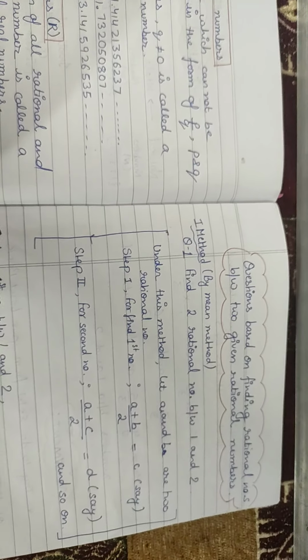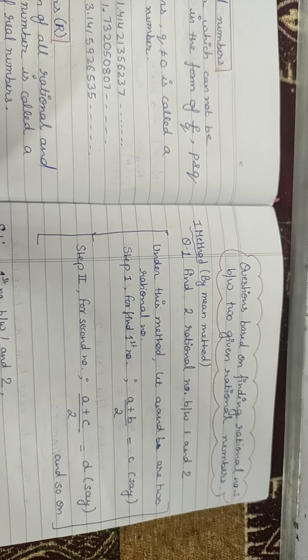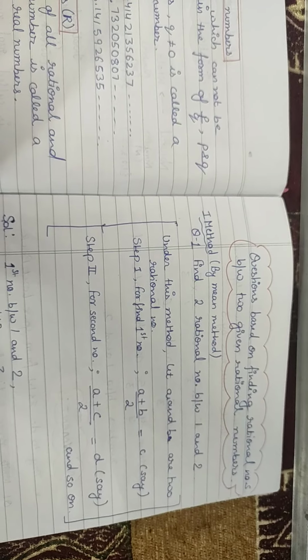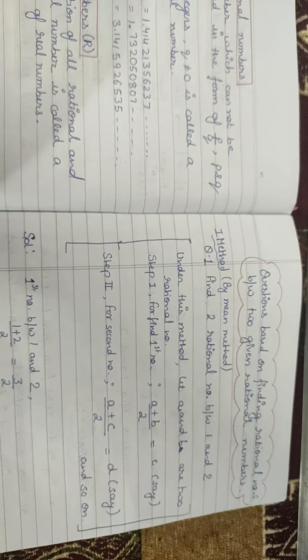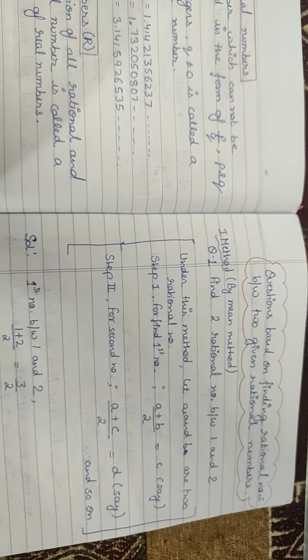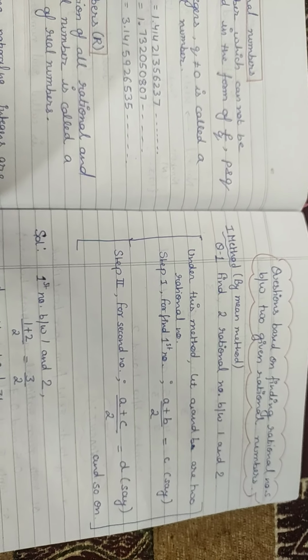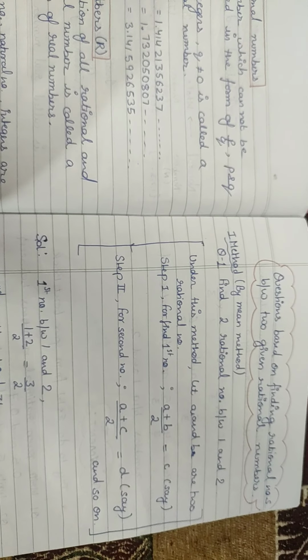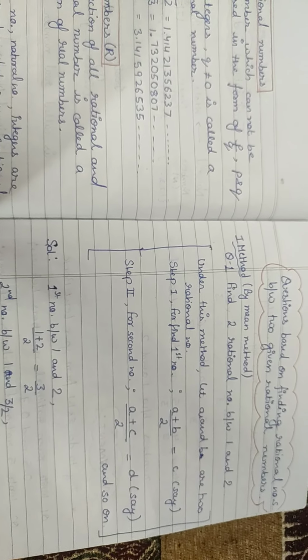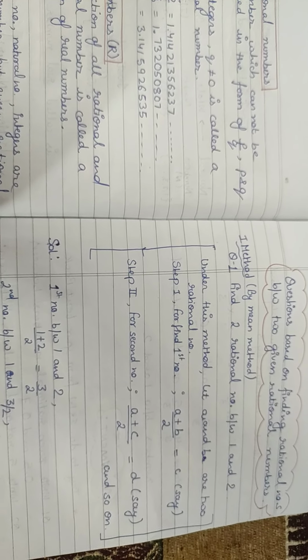The very first question is: find two rational numbers between 1 and 2. For solving this question, we have two different ways. The very first method is the mean method. Mean method means we are finding the mean between the two numbers, and you know how to find the mean.